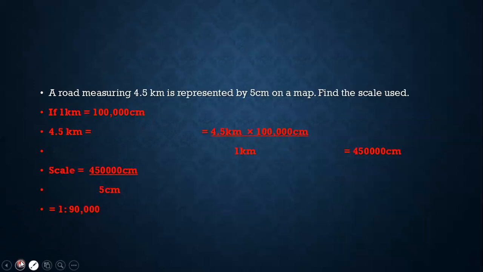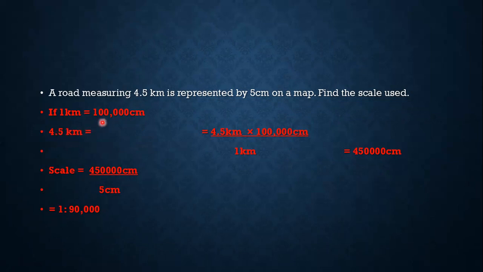A road measuring 4.5 kilometers is represented by 5 centimeters on a map. Find the scale used. So like the previous one, the only thing you're supposed to do is to change this one to become centimeters. And remember, 1 kilometer is equal to 100,000 centimeters.